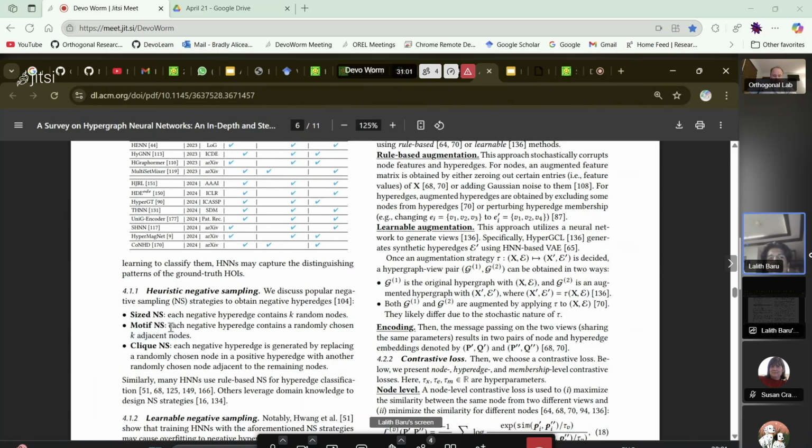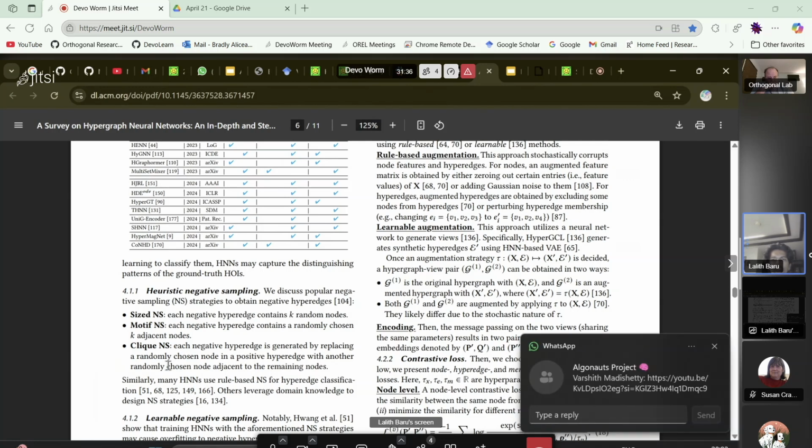So these are negatively sampled motifs. And we also have negatively sampled cliques, where each negative hyperedge is generated by replacing a randomly chosen node in a positive hyperedge with another randomly chosen node that is adjacent to the remaining nodes. So it is like a negative. How this negative sampling works is, say that these do not come close together, or these do not have any similarity, then we call it a negative.